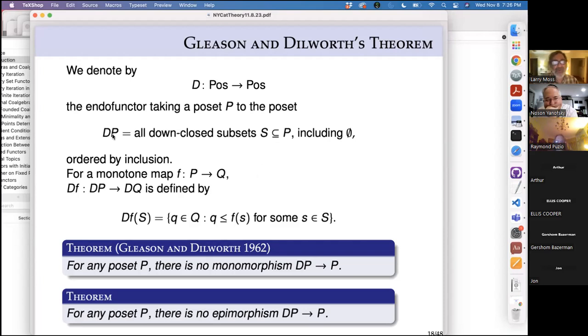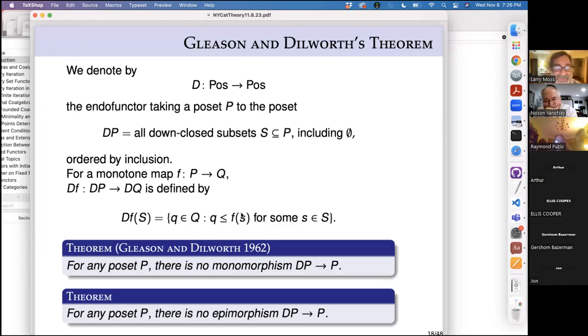And now I want this to be a functor. So I have to say, what do you do for a monotone function between posets? Remember, in the category of posets, the morphisms are the order preserving, or monotone, functions. So I have to tell you how Df works. Df of a down-closed set is going to be the set of things that are less than an image. So this is a natural way to define this as a functor.